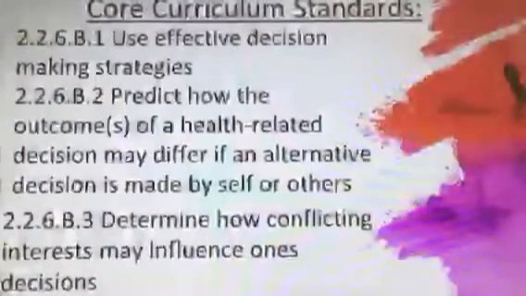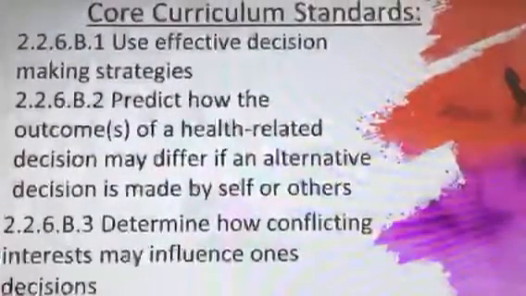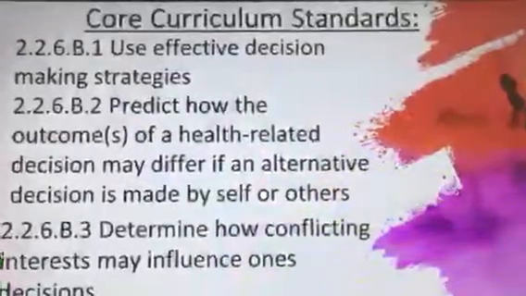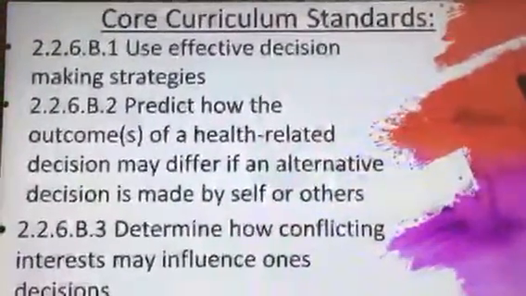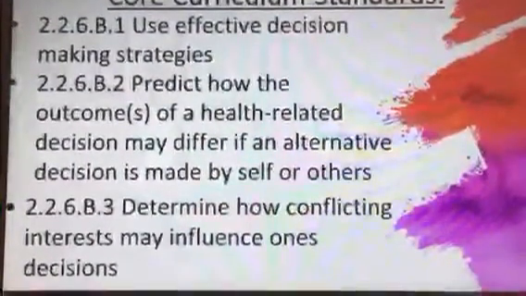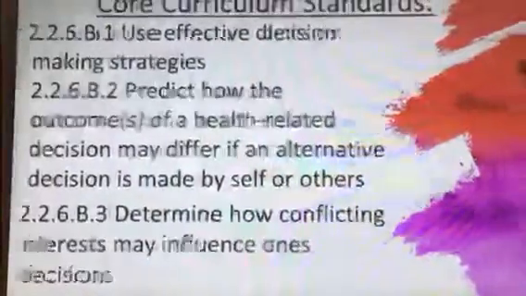The core curriculum standards I would like to make sure are covered are the use of effective decision-making strategies, helping students predict how the outcomes of health-related decisions would differ if an alternate decision was made by themselves or others, and helping determine how conflicting interests may influence one's decisions.